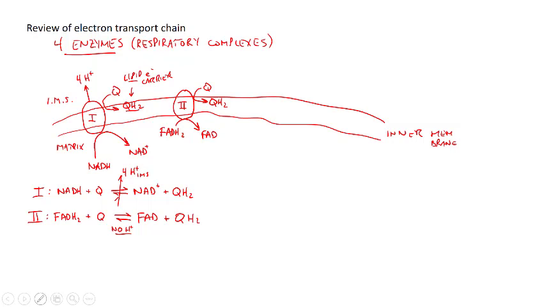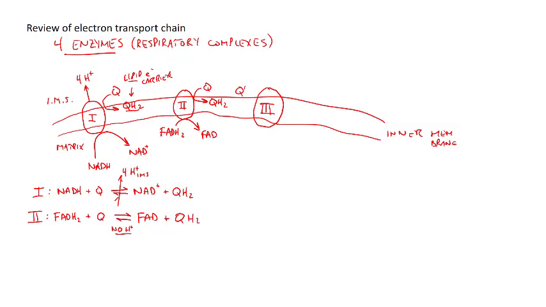Now, something you should note is that complexes 1 and 2 are independent of one another. It's not like 1 has to go first and then 2 goes. These 2 can happen at the same time. You can do either or. However, you have to run the reactions of complexes 1 and 2 before you can do complex 3. So what does complex 3 do?